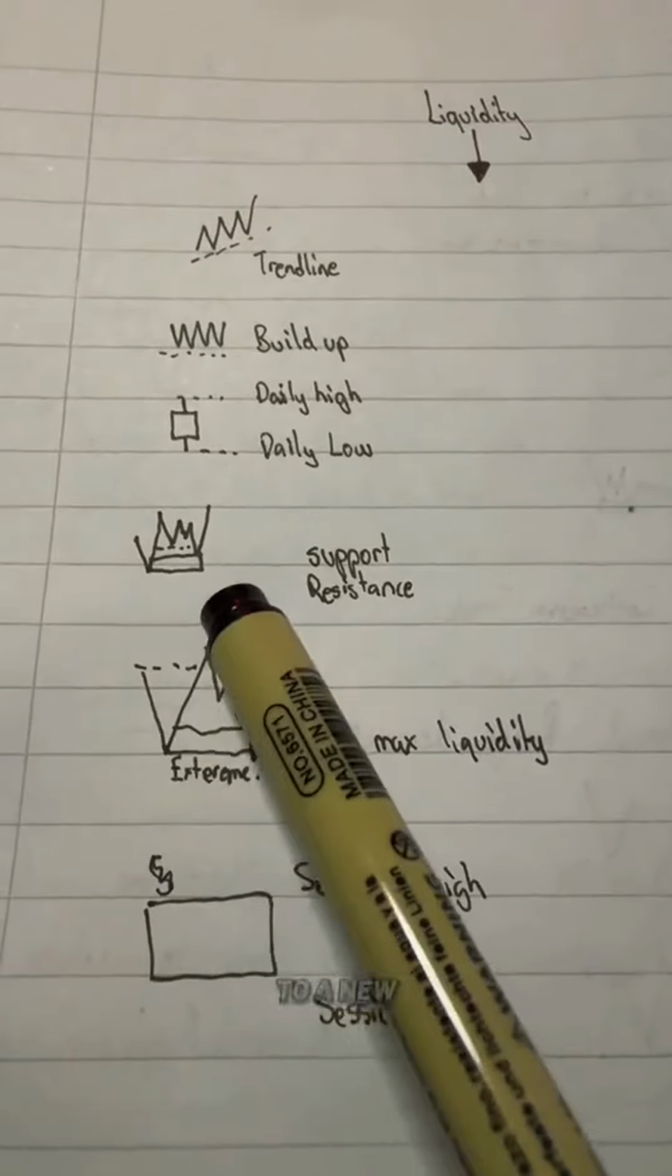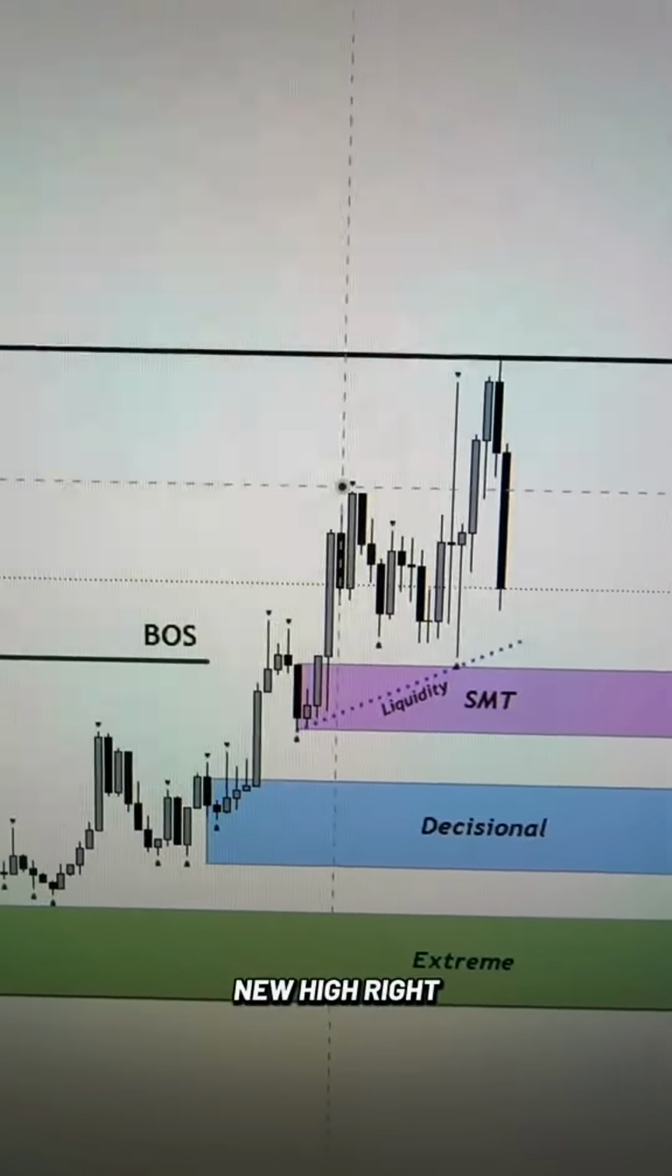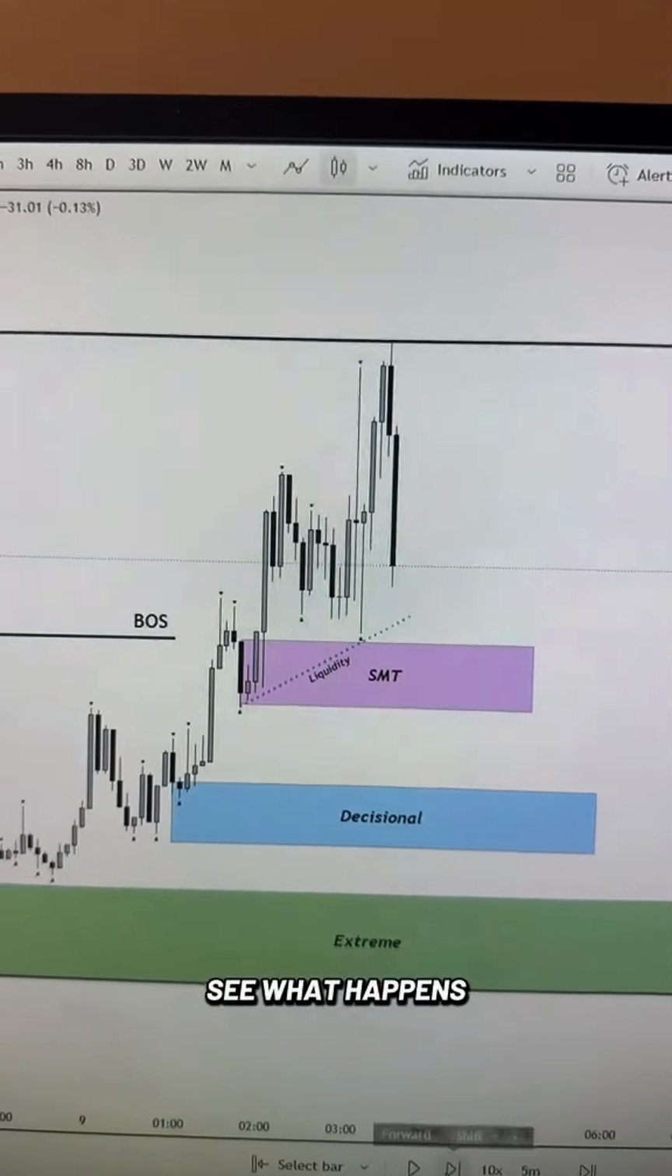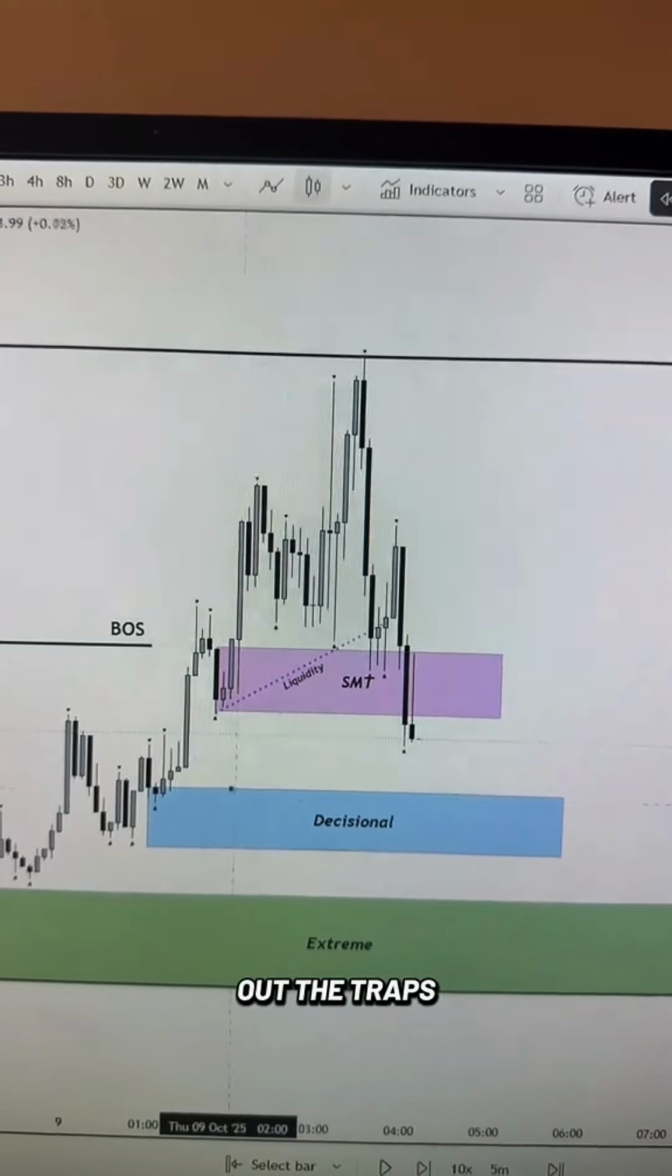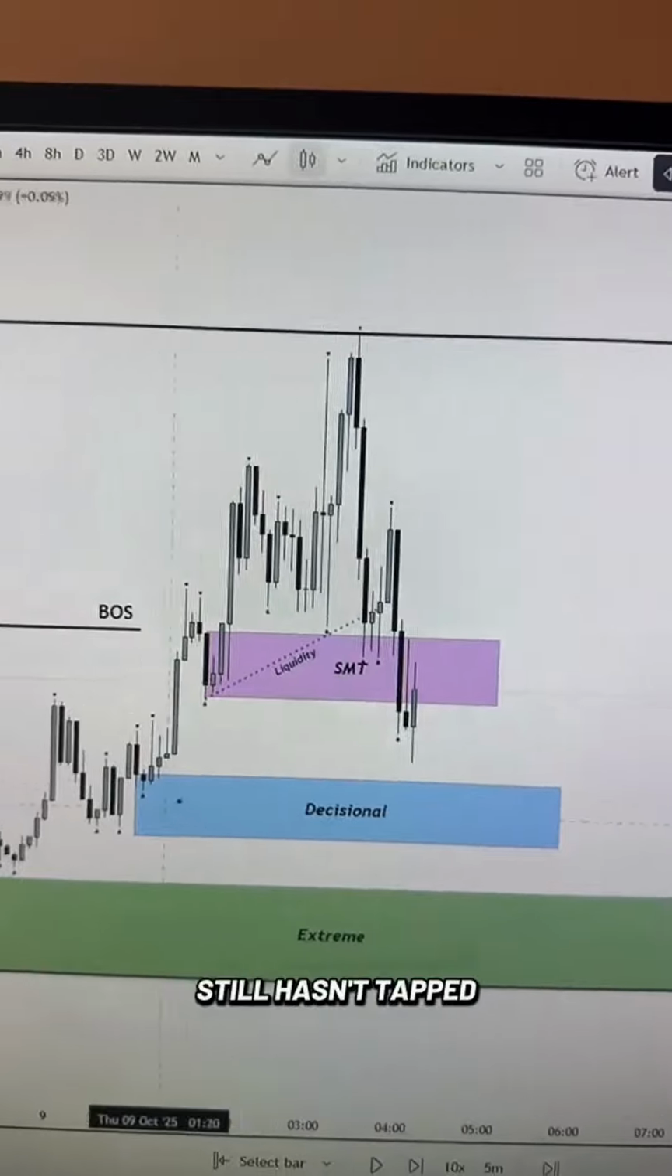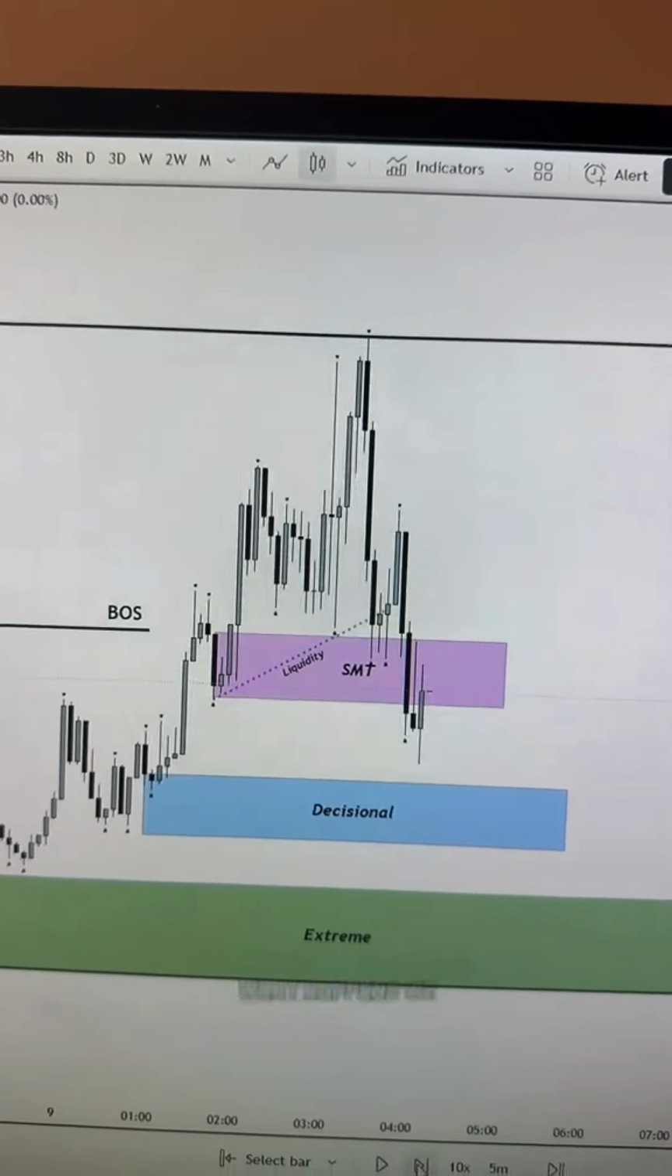So we have trend line here and we have this one here, the max liquidity. Look at that. This point led to a new high. This point here led to a new high, right? So now let's see what happens. Price comes, takes out the traps, right? The liquidity. Cool. But remember, it still hasn't tapped into the decisional yet. What happens? We tap it now.